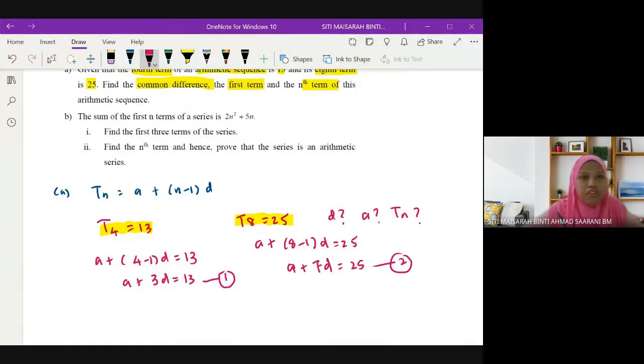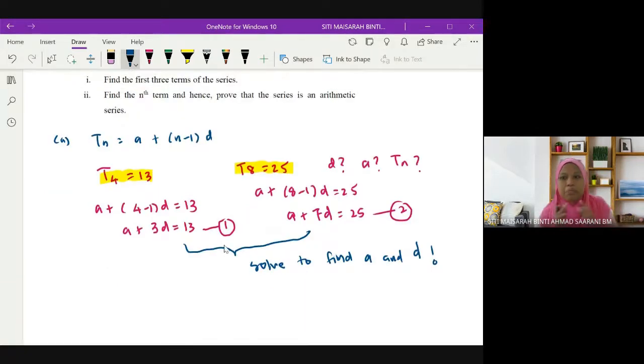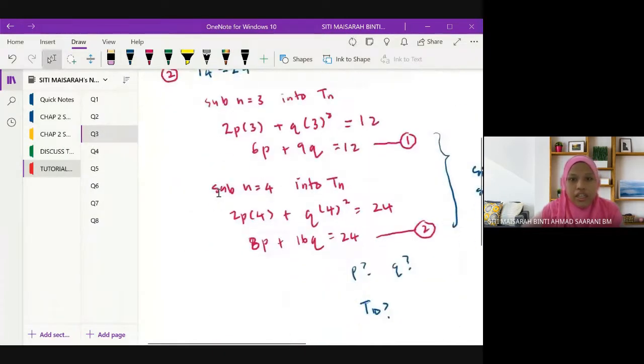So both equation ni kena solve simultaneous equation. Boleh? Boleh cari A dengan D kan? Solve to find A and D. Awak boleh guna substitution pun boleh. Awak boleh guna elimination pun boleh. Okay? So awak decide lah nak guna yang mana. Dia depends lah. Contoh untuk soalan 4A ni, we have A plus 3D, A plus 7D. So then yang paling senang is elimination. Kalau untuk soalan 3 tadi, yang ini 6P plus 9Q, this one is 8P plus 16Q. Dia tak ada persamaan kan? So then awak boleh guna substitution. Boleh pilih mana-mana yang sesuai. Boleh ya? Faham?